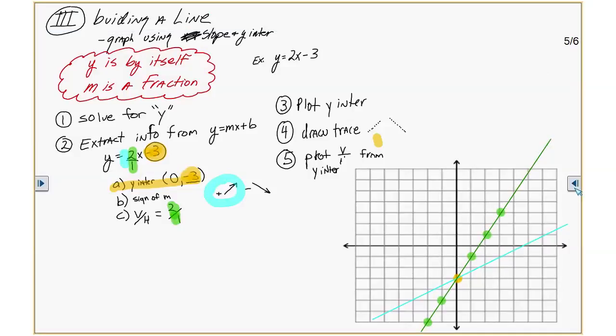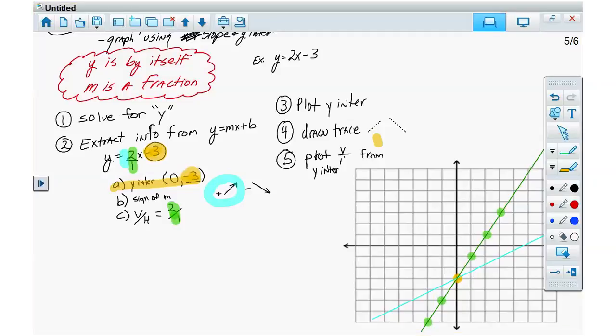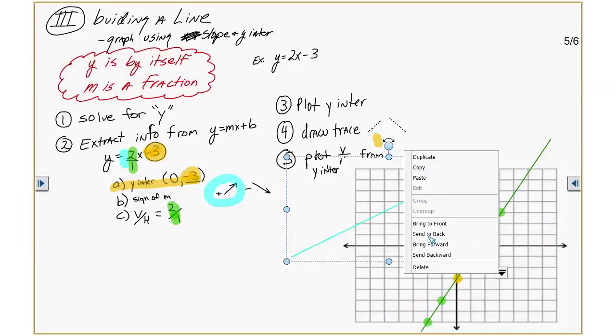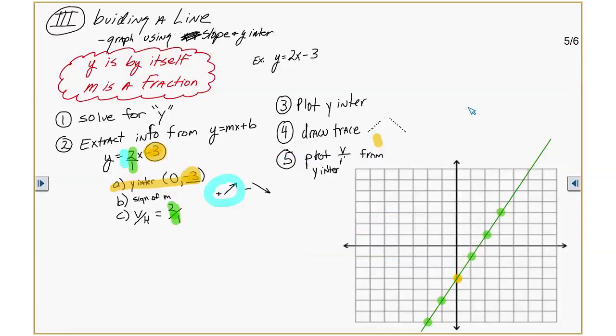And after I draw that line, what do I do with the trace line? Delete it. Or tell the thing to get, where's the, well, anyway, I thought I could hit delete. There it is. Delete the trace line. Yeah. There's your line. And that's how you do it.